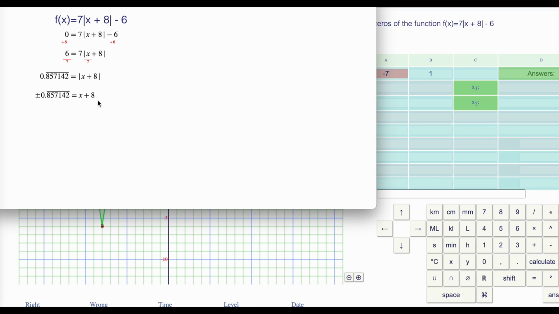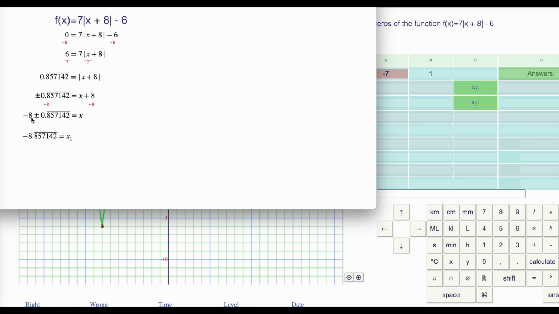I want to get the x alone. I'm going to subtract the 8 because it's being added to the x. So minus 8 from both sides. That gives us minus 8 plus or minus 0.857142, which gives us minus 8 minus that number, which is negative 8.857142, repeating. That's our first x value.